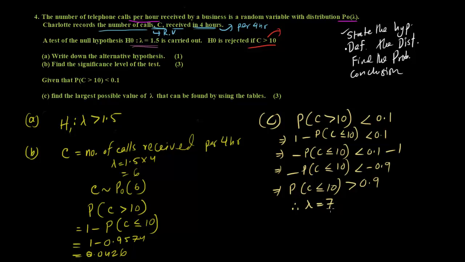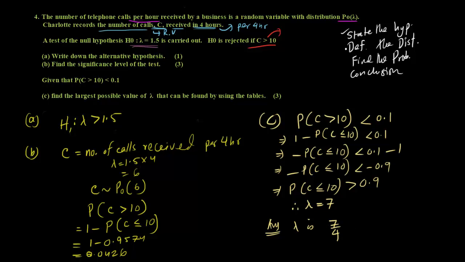But remember, this is part C. This is for 4 hours. The original lambda is for 1 hour. So the answer should be per hour. Remember that. So we have to write lambda is, if it is for 4 hours, it is 7. For 1 hour, it should be 7 by 4.